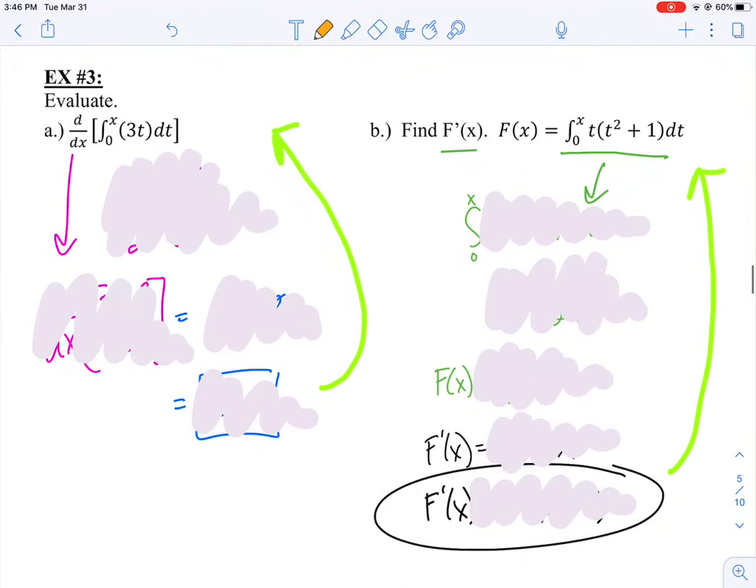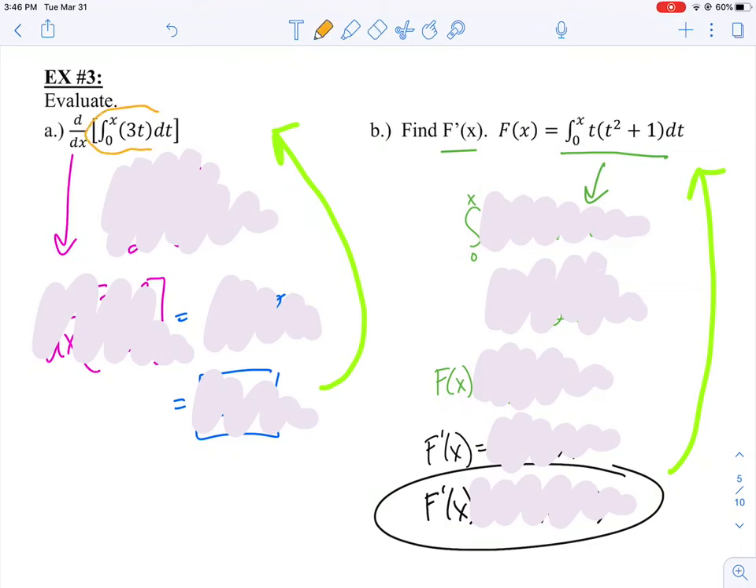So I want you to look at example number 3 with me. It asks us to evaluate, and so we have a few different pieces of notation here. It asks us to take the derivative of this integral, or the derivative of the antiderivative. Well, when we think about it, if I square a square root, if I differentiate an antiderivative, we should end up getting back to where we started. But let's walk through the long way and see if that actually is the case.